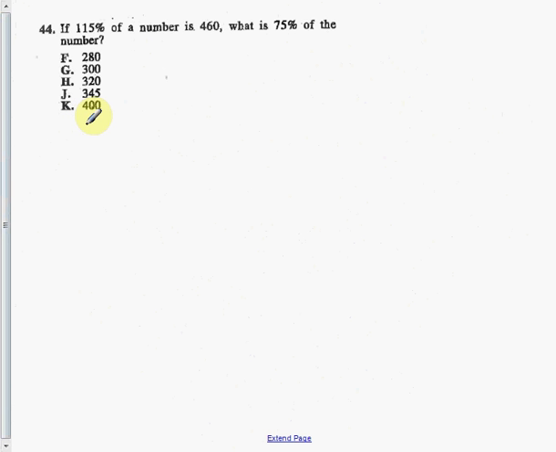If 115% of a number is 460, let's write that out. So 115% becomes 1.15 of a number. Of is always multiplied, so it's 1.15 times a number. Let x equal the number. Is equal, that's 460. Can you, for me right now, solve for x? So x becomes, on your calculator, 460 divided by 1.15. What's that?